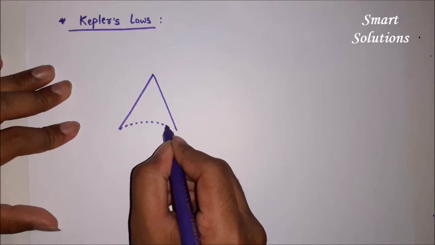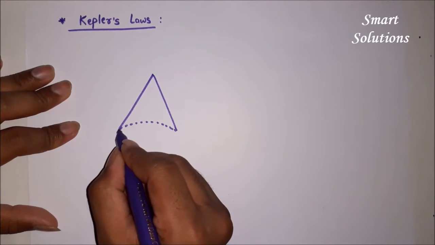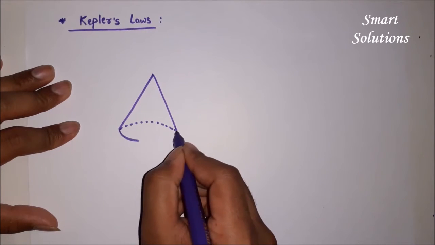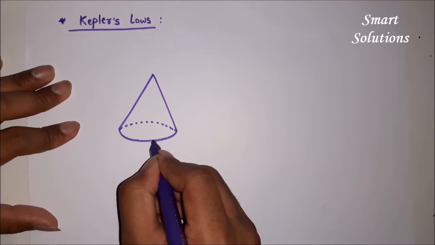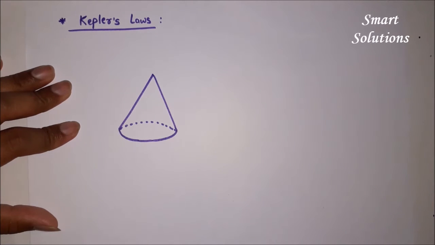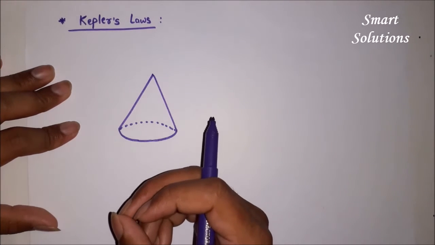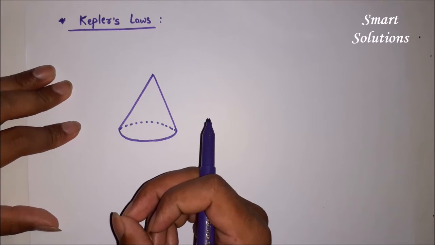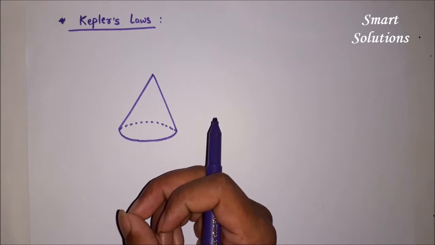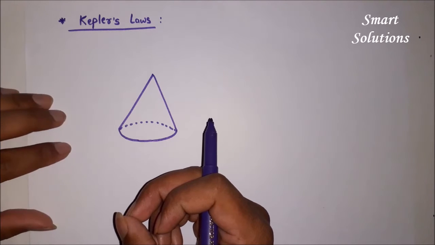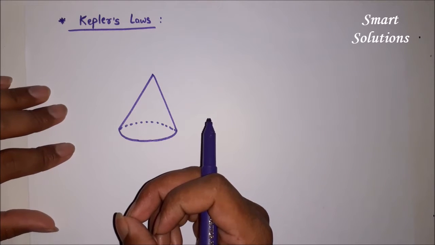So where do you find such shapes? Mostly, you find such caps used for birthday celebrations. Second is your ice cream cone, or a funnel. A funnel is also of the same type.